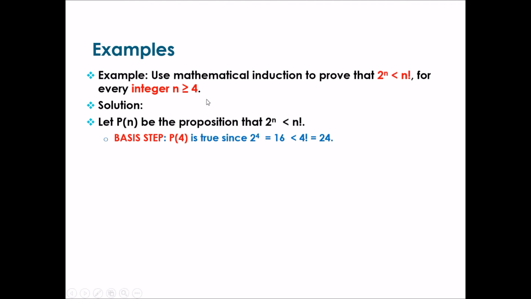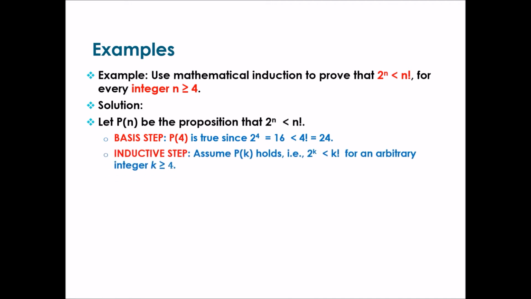Don't forget to write this, n greater or equal to 4. So, basis step. We'll start with P4 as I have already mentioned. P4 is true because 2 to the power 4 is equal to 16 and 4 factorial is 24, and 16 is less than 24. So P4 is true.